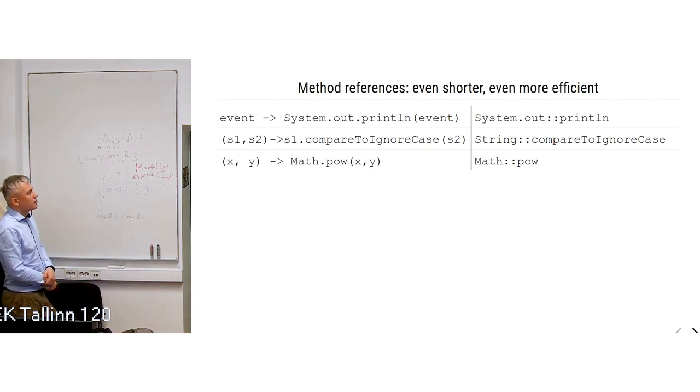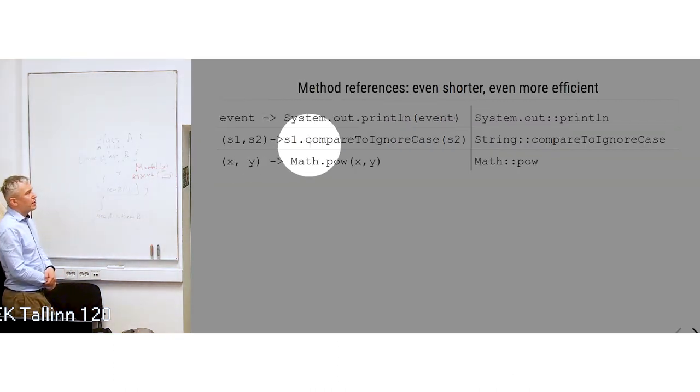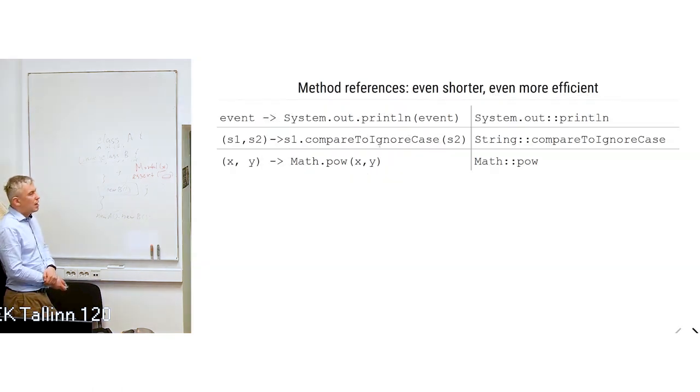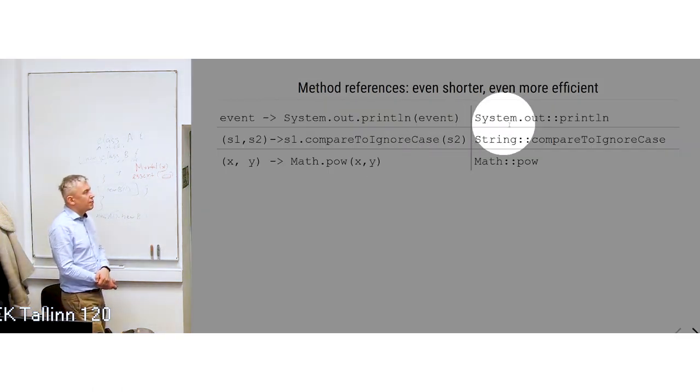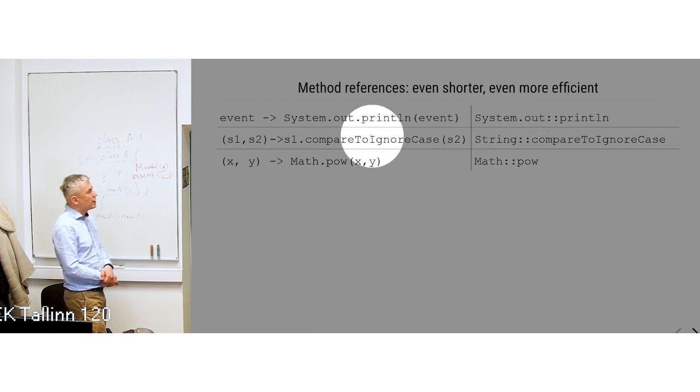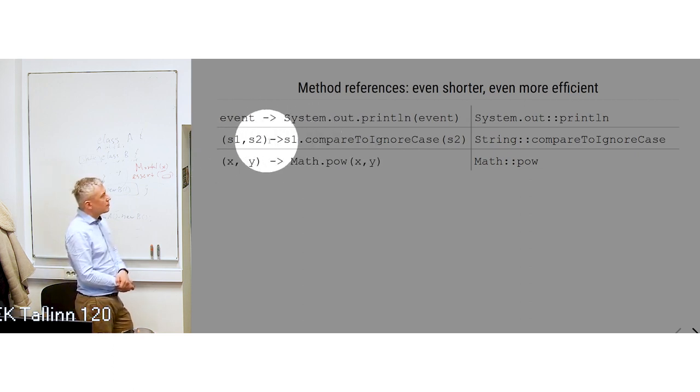In this one, we have two strings, and we want to compare them ignoring case. Here we have a method reference, but a slightly different one. Instead of an object here, we have a class reference, String. And see what we have: s1.compareToIgnoreCase is a method on class String. So the first one is the object itself. The second one is a parameter of this method.